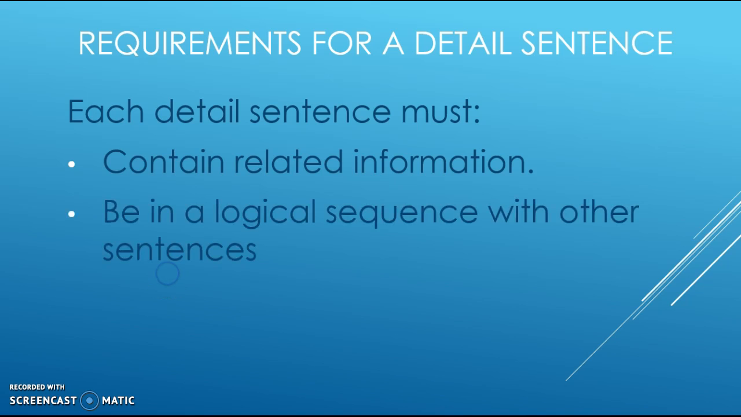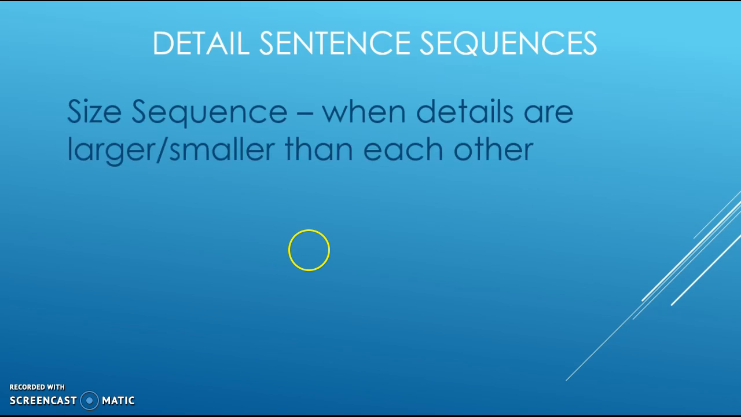The second requirement is to make sure that it's a logical sequence with the other sentences. And there are actually 5 different kinds of sequences you can use to hook together your details. The first one is size sequence. Size sequence is used when some of the main points or details are larger or smaller than others.